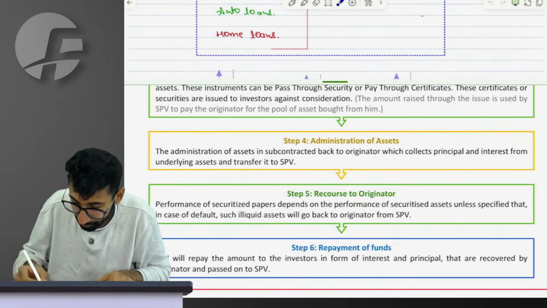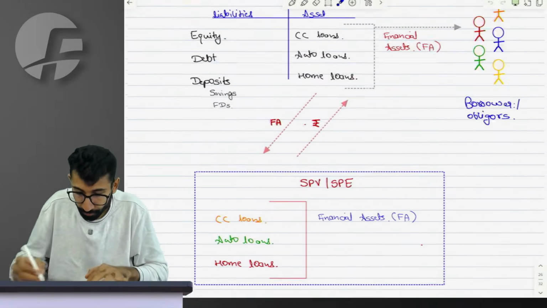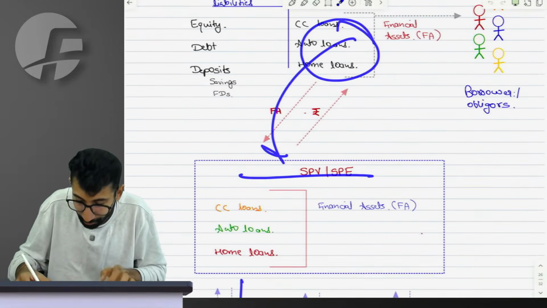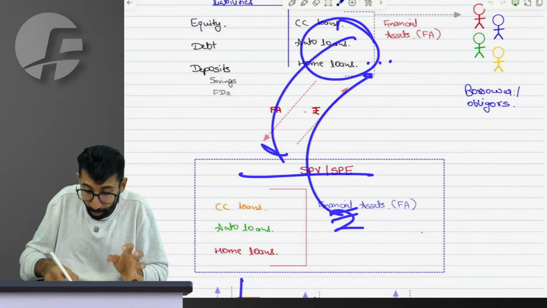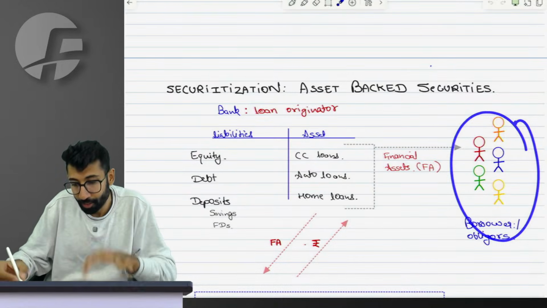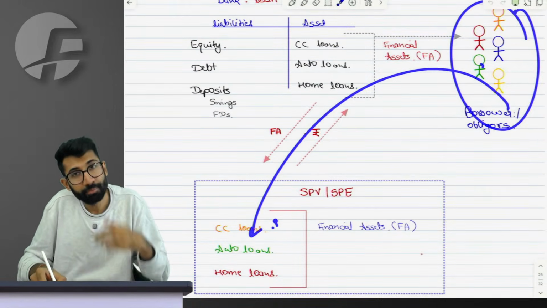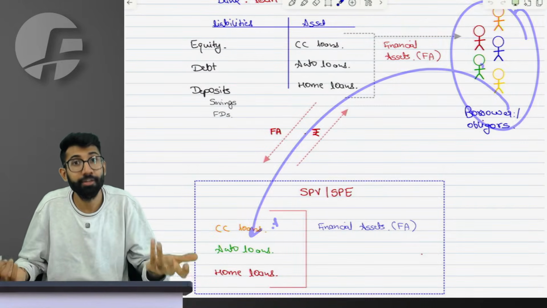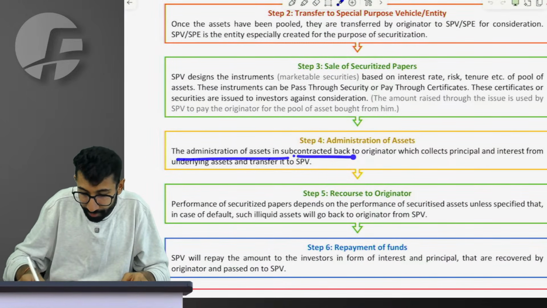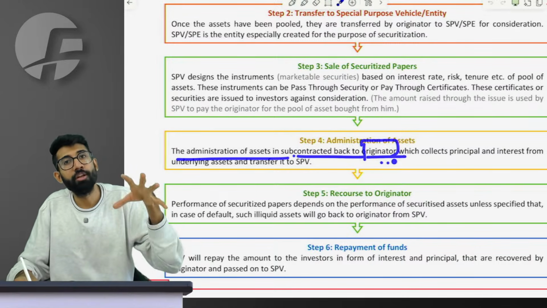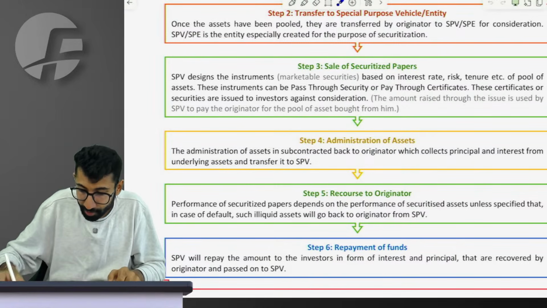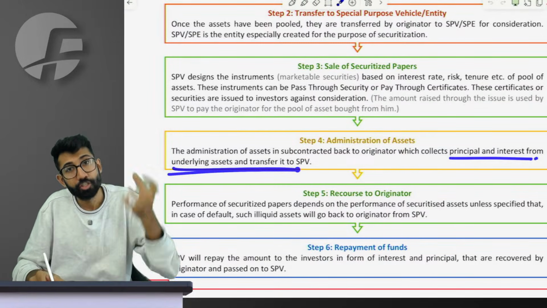The SPV uses that money. Fourth is administration. Suppose the assets are pooled, sold to the SPV, the SPV issues the security, all that is fine. Once the money has been received and transferred to the originator, now comes managing these assets. Because now these are the borrowers, the interest becomes due, installments become due, notices are to be sent to them, they give me money, sometimes they default, sometimes they raise concerns, sometimes the interest rate in the market changes. All that job is to be done. So the administration of the assets is subcontracted back to the originator. The original bank, the originator, does the job of administering and managing them. It collects the principal and interest from the underlying asset, which is transferred to the SPV.